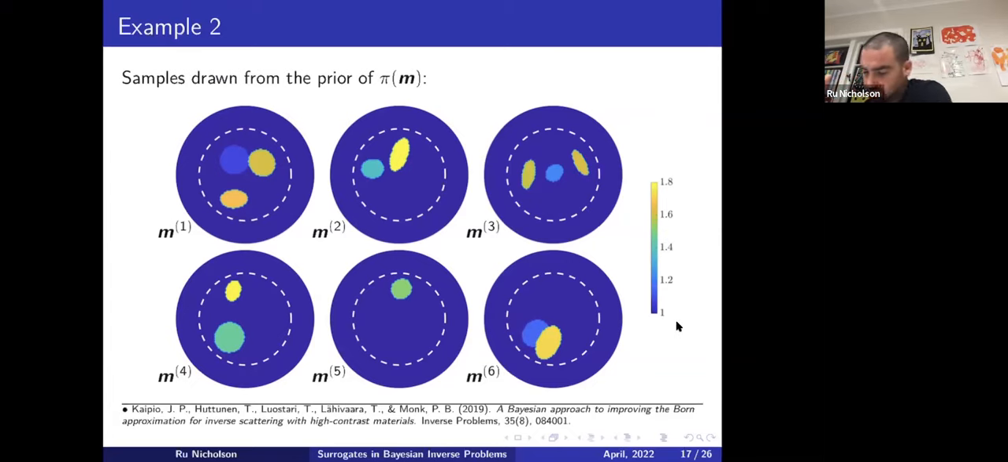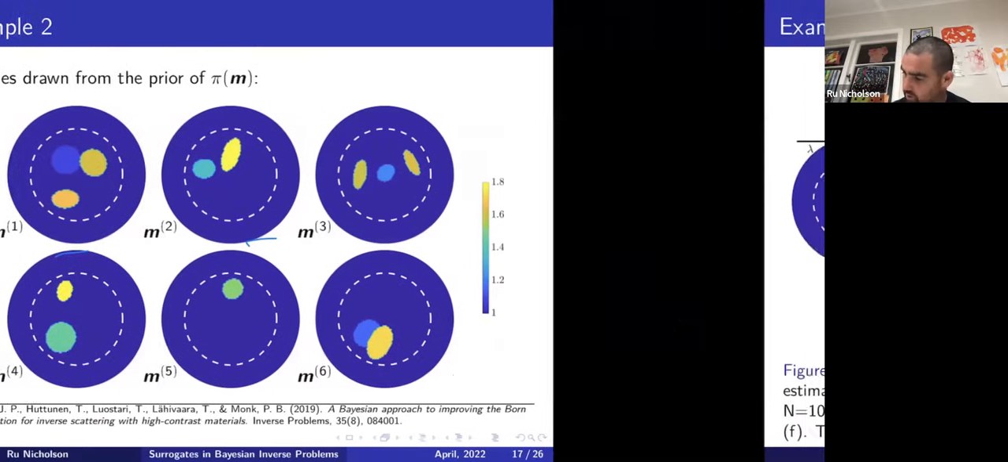And so we're going to consider a high aspect ratio scatterer, and we're also going to consider something in the shape of a resonator. The added difficulty here is that you would never expect to get a resonator from the prior. The prior is just made up of samples of ellipses. So 1 to 3 ellipses with random refractivity.